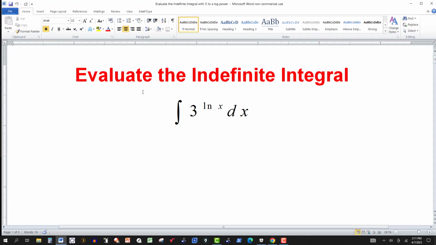In this video, we want to evaluate the indefinite integral of 3 to the ln of x dx. We'll look at two methods to do this. You can pause the video and see if you want to try it, then I'll be back.